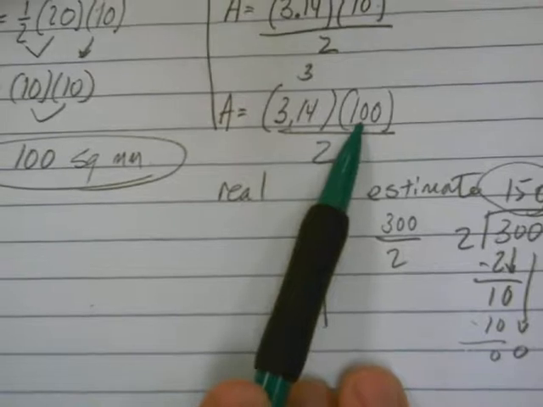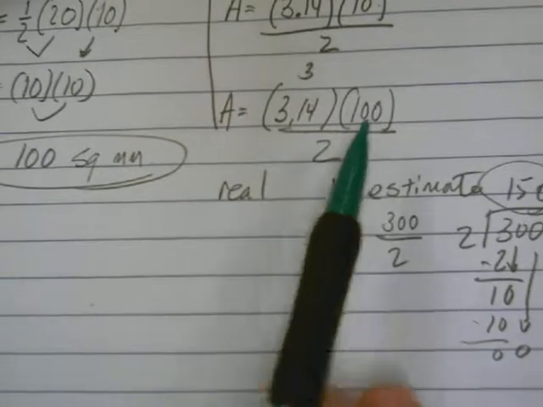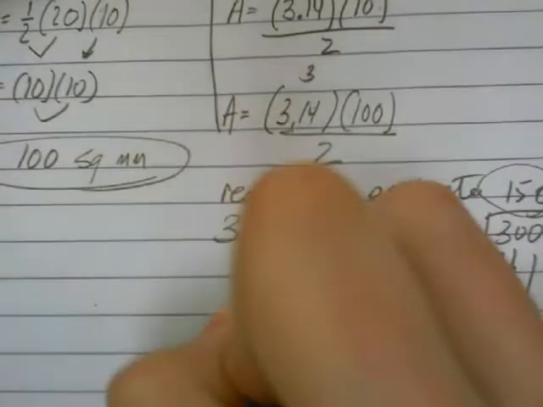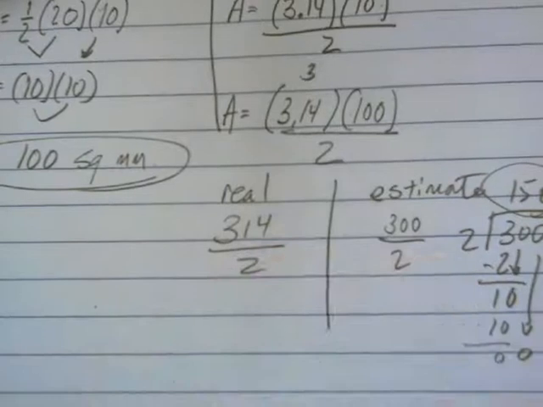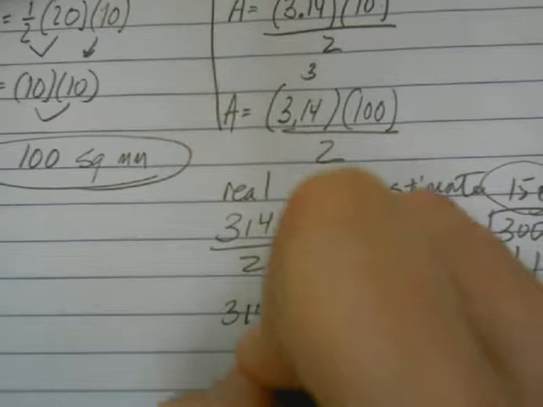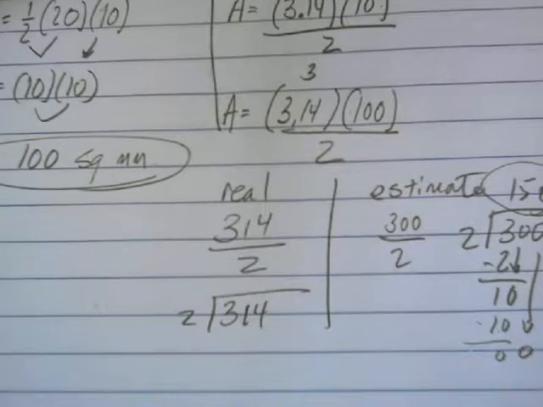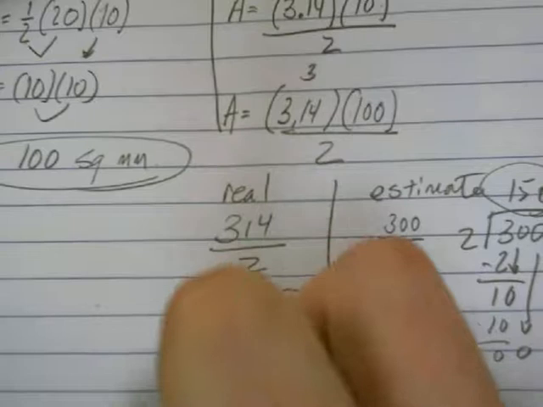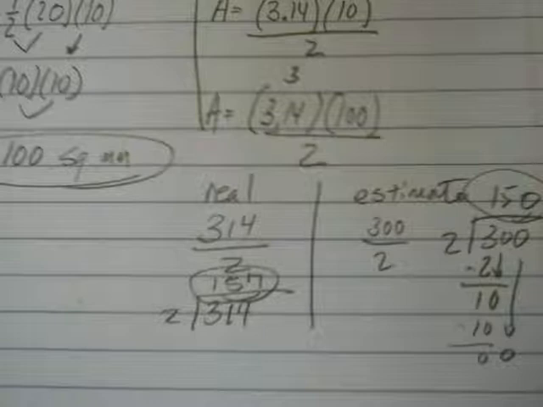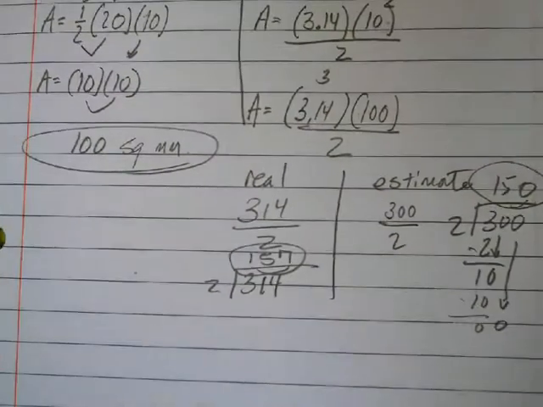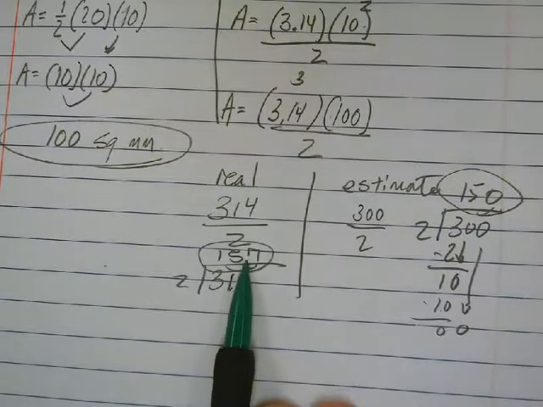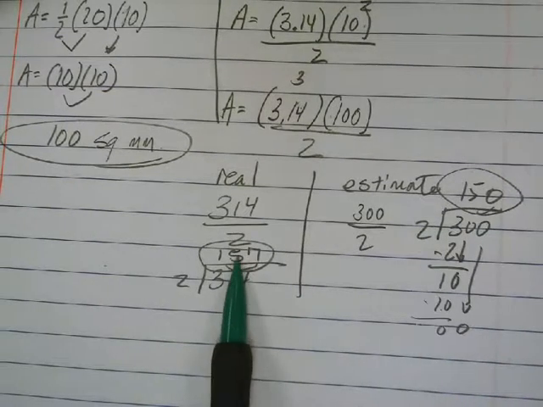If I'm going to multiply it for real, hopefully in my classes we know that multiplying by a power of 10 moves the decimal point 1, 2 times. So this is actually going to be 314 divided by 2, which if we go ahead and do that, we'll find it's going to be 157. So you can see that there was not a big difference between the estimate and the real answer.